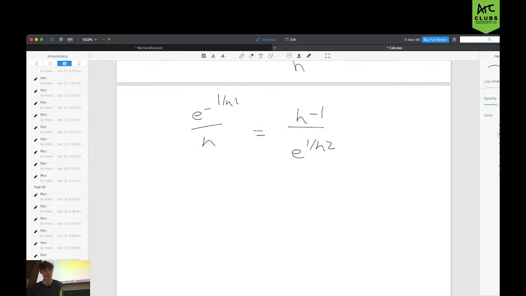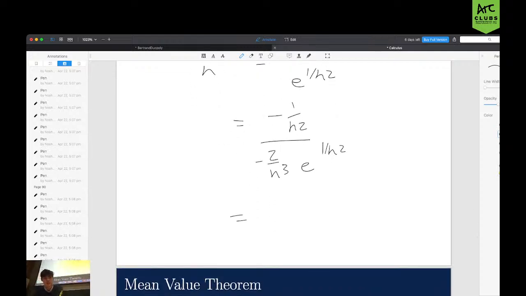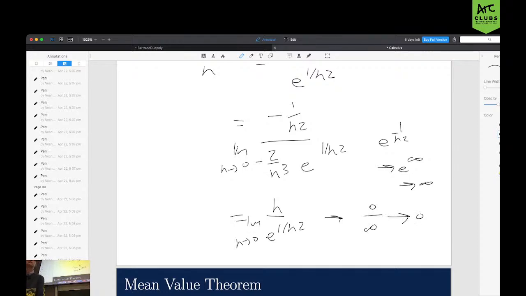So now the derivative of the top is going to be negative 1 on h squared. The derivative of the bottom is going to be negative 2 on h cubed, e to the 1 on h squared. Now we can get rid of those negative signs and multiply top and bottom by h cubed. So we get h on e to the 1 on h squared. Now let's see if this limit can be evaluated. As h tends to 0, the top tends to 0. What about the bottom? We have e to the 1 on h squared. As h tends to 0, this approaches e to the infinity, which approaches infinity. So we approach 0 divided by infinity, which will approach 0. So the limit must equal 0.